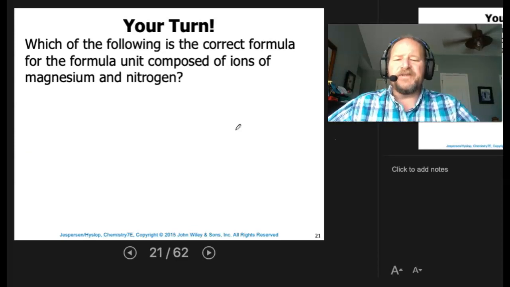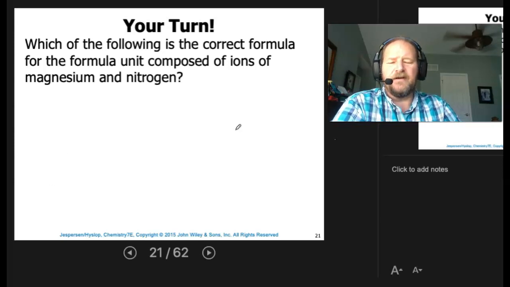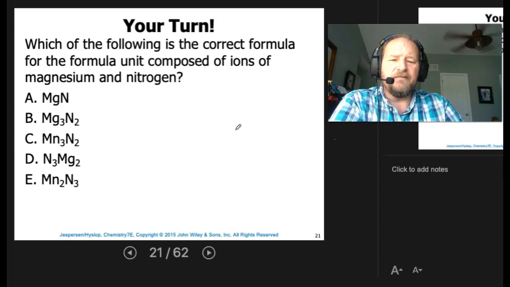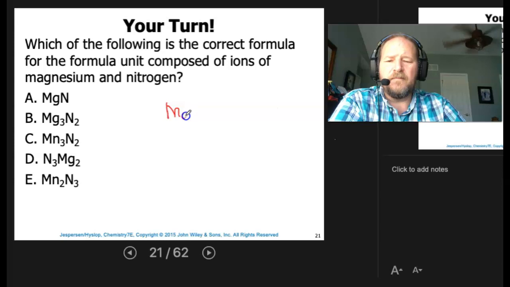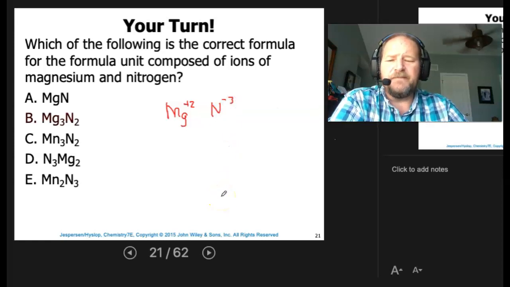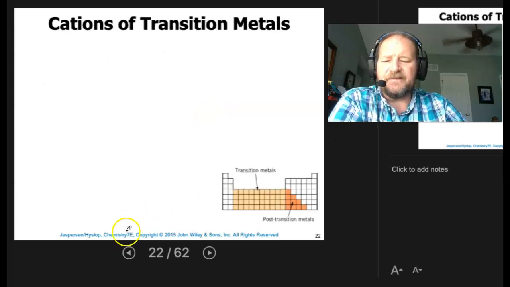Which of the following is the correct formula for the formula unit composed of ions of magnesium and nitrogen? Once again, we're going to get our elements off our periodic table, use our group number to figure out the charge, and then crisscross them. Magnesium is +2 and nitrogen is -3. When I crisscross them, I get Mg3N2. All right, I think we'll stop the segment here, and next we'll get into the cations of our transition metals.